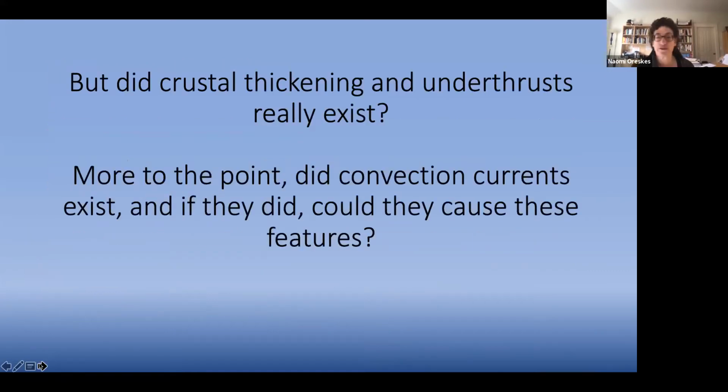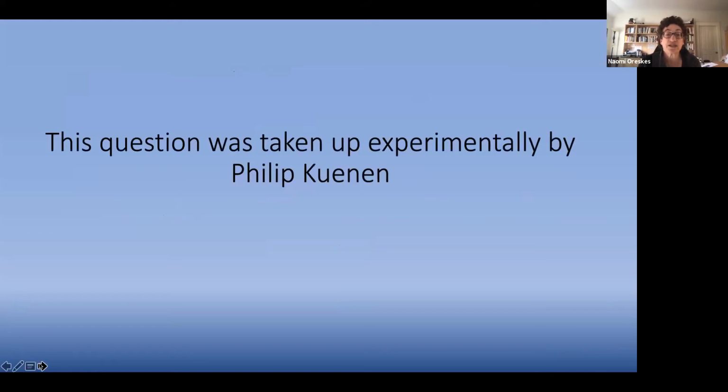But with all these theories, there was always the question. It was one thing to have an idea for how something could occur, but could you prove that it was really happening? Could you prove the crustal thickening and underthrusting really existing? And more to the point, did convection currents exist? And if they did, could they cause these features? And this question was taken up experimentally by Phil Kuenen.